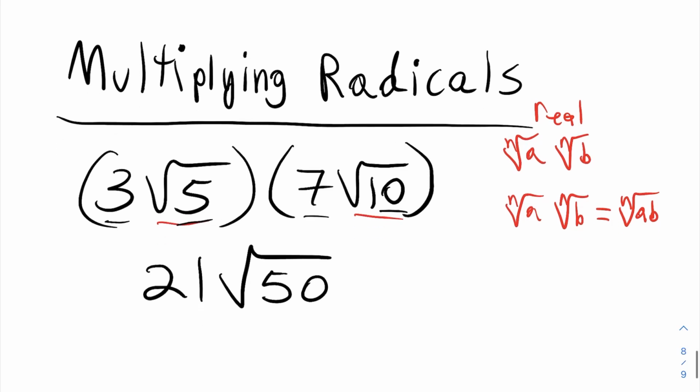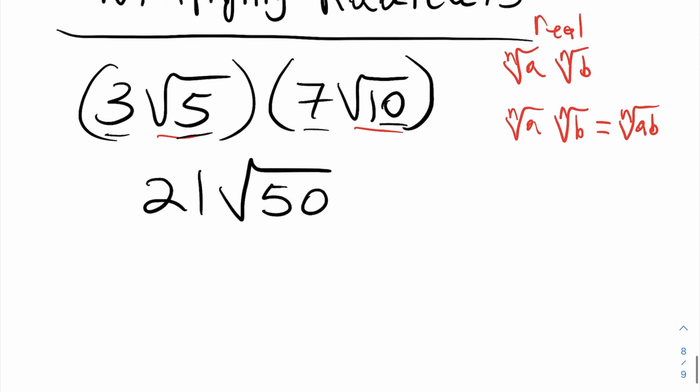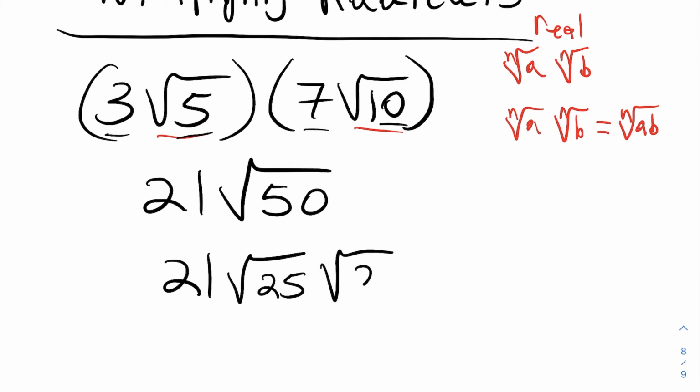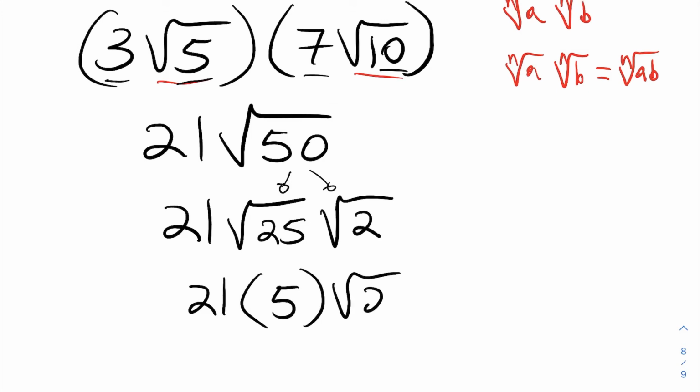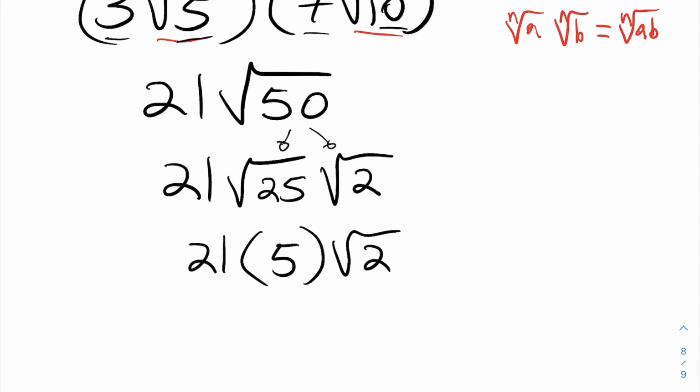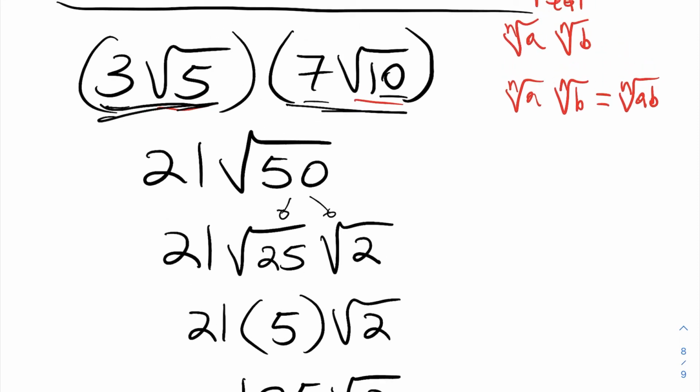But after we do that multiplication, we still have to simplify. To simplify this, we'll get 21, and we'll break this up into the square root of 25 times the square root of 2. So we're factoring that square root of 50 into two factors. You notice that one of those factors is rational. So this is going to be 21 times the rational factor, the square root of 25, which is 5. And then we still have the square root of 2. The last step is to multiply those two rationals. That's going to be 5 times 21, 105 square roots of 2. So that's how you'd multiply two single radical expressions by each other.